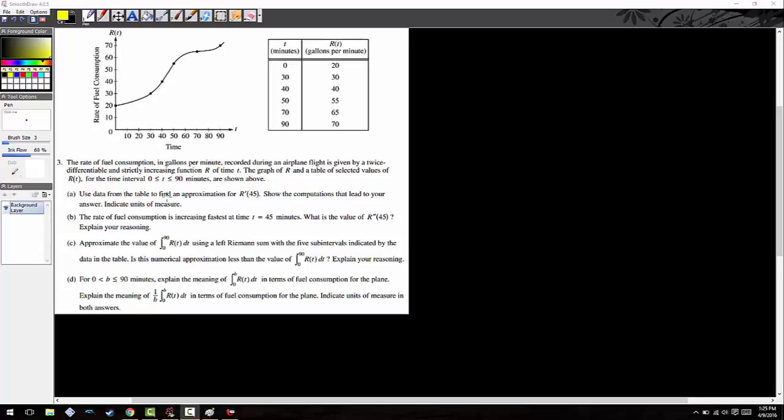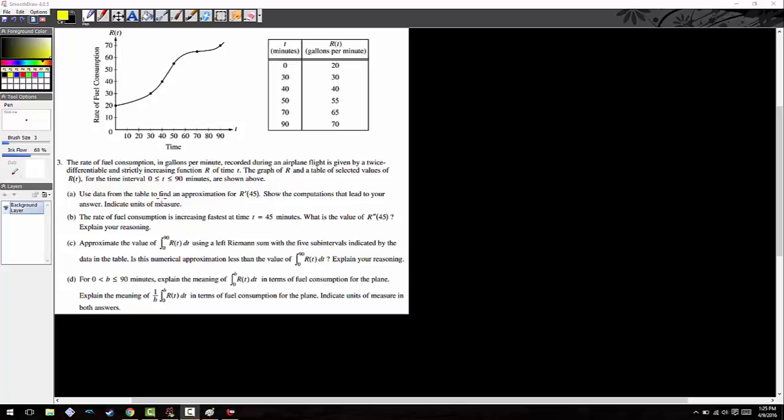Okay, the problem reads, the rate of fuel consumption in gallons per minute recorded on an airplane flight is given by a twice differentiable and strictly increasing function r of time t. The graph of r and a table of selected values of r of t for the time interval 0 to 90 minutes are shown above.